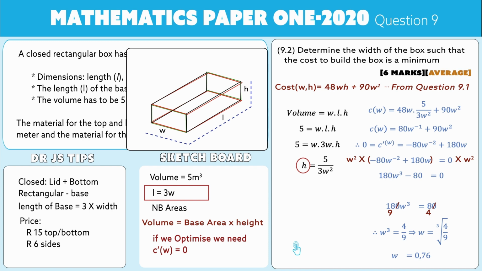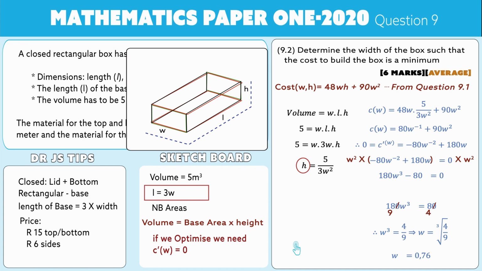And that was the question. Determine the width of the box so that the cost is a minimum. So the width needs to be 0.76 meters. Now, folks, this is the question that year after year the matrics find very difficult. So if you know your mensuration formulas, in other words, you know how to calculate area and volume, make sure you know how to do that so that you can find the volume and the surface area of any of the solids that they're going to give you.